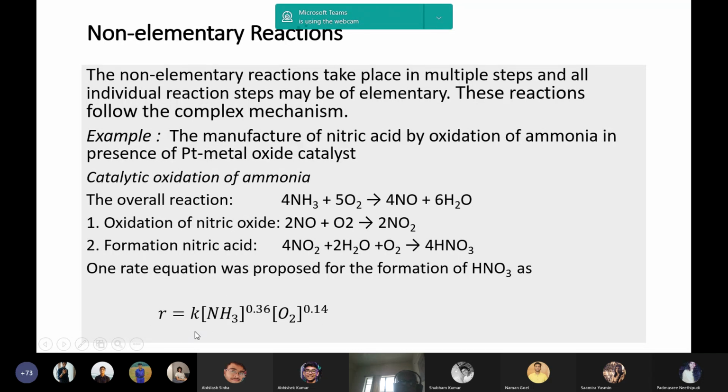You see, it is not first order, it is not second order with respect to ammonia or oxygen. If we found ammonia to the power 1, it would be first order with respect to ammonia. It could be, but it is not. It is 0.36, so fractional order of ammonia and fractional order of oxygen. Then this reaction is called a non-elementary reaction. But how is this rate equation arrived at? You should know the steps to derive this rate equation.